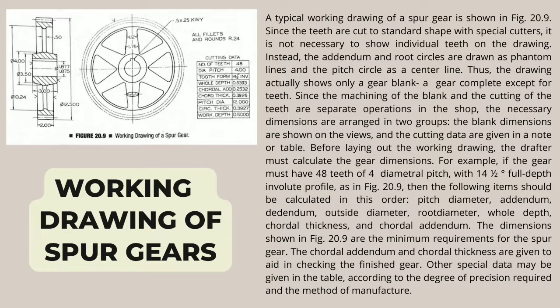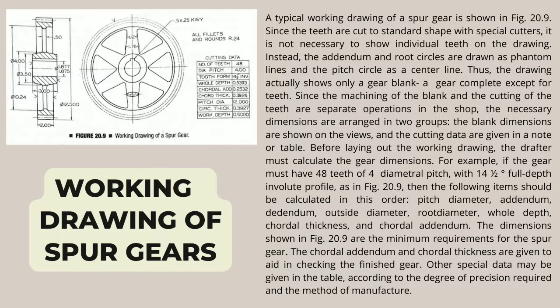Working drawing of spur gears. A typical working drawing of a spur gear is shown in figure 20.9. Since the teeth are cut to the standard shape with special cutters, it is not necessary to show the individual teeth on the drawing. Instead, the addendum and the root circle are drawn as a phantom line and the pitch circle as a center line.